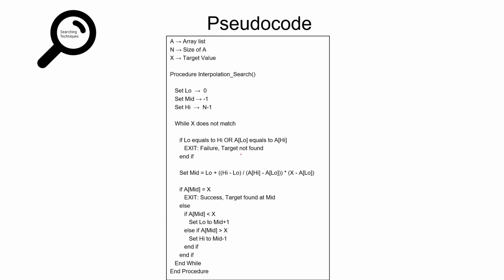So, this is the pseudocode for that interpolation search. What we'll do is create an array, and the size of the array can be a constant value, you can resize it or not. And then, create a function, set low to 0, mid to -1, and high to n-1 because it's an array. As long as our low is not equal to high, or our a with the index of low is equal to a index of high, it will return failure, target not found, if that happens. Otherwise, it will do the computation that we did earlier.